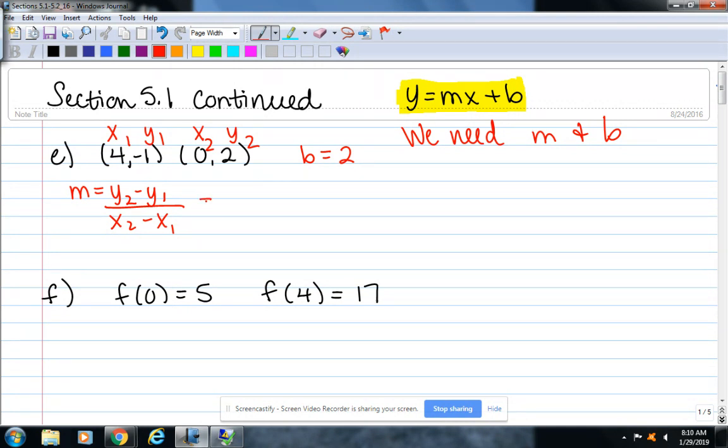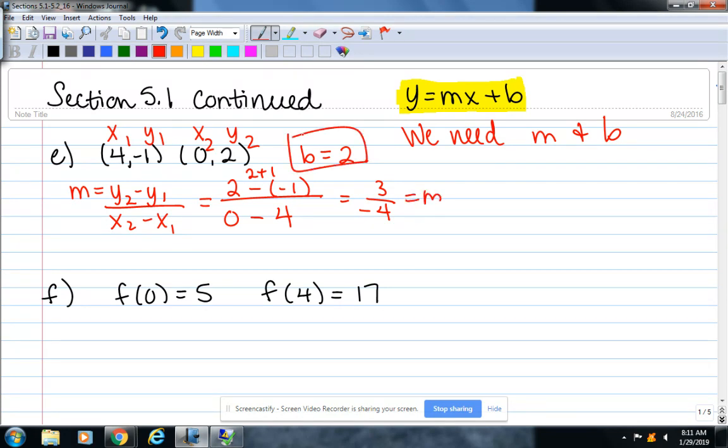What is Y2? Everybody, minus what is Y1? -1 over what is X2? Minus what is X1? 4. Are y'all with me? Simplify. 2 minus -1 is 2 plus 1, which is 3. 0 minus 4 is -4, and the last thing you do is simplify your fraction. Will -3/4 reduce anymore? No, so there's my slope.